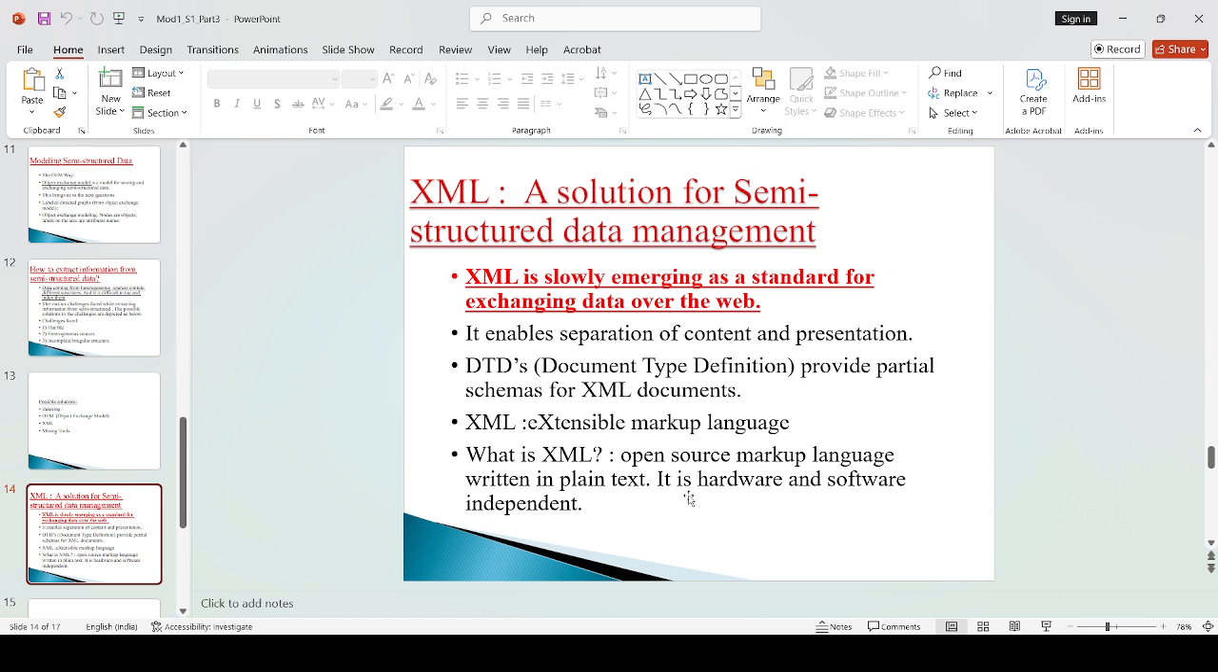XML, or Extensible Markup Language, is one of the most popular solutions for managing semi-structured data. It is an open source markup language written in plain text. XML is platform independent, meaning it can be used on different operating systems and hardware. One major advantage of XML is that it separates the content from its presentation. It also uses document type definitions, that is a DTD, to describe the structure of XML documents. Because of these features, XML has become a standard for exchanging data over the internet.